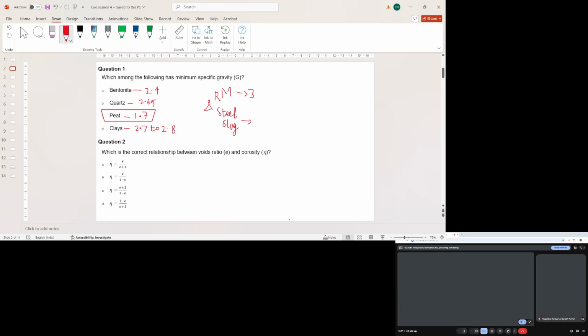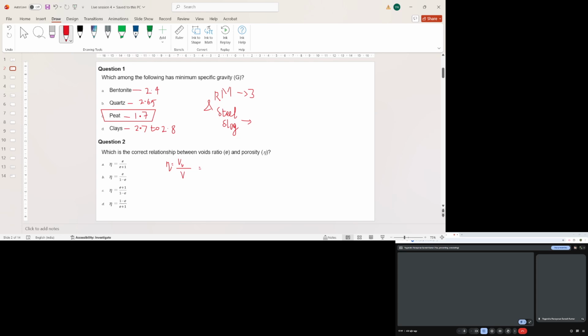So coming back to the second question, which is the correct relationship between voids ratio and porosity? Now we'll start with porosity. It's defined as volume of voids to total volume.